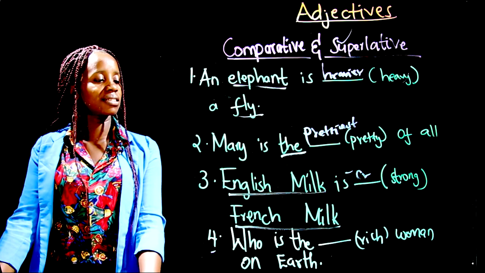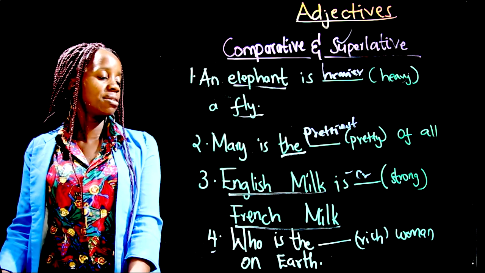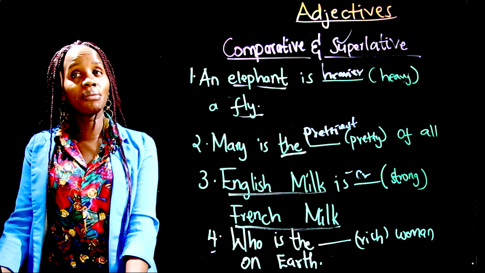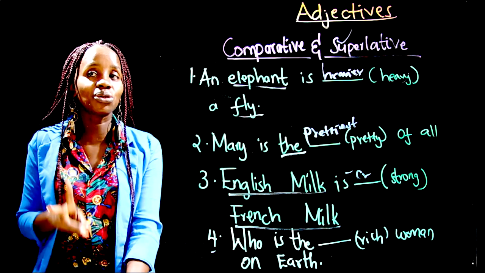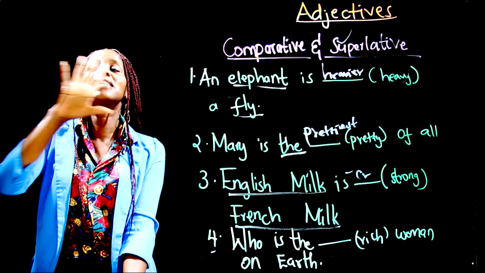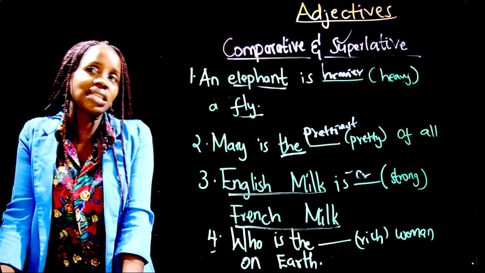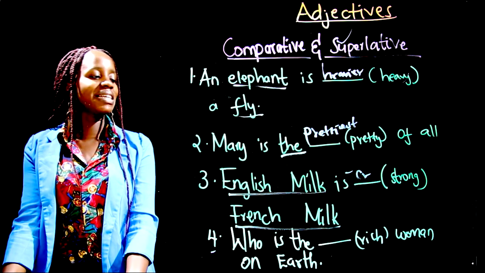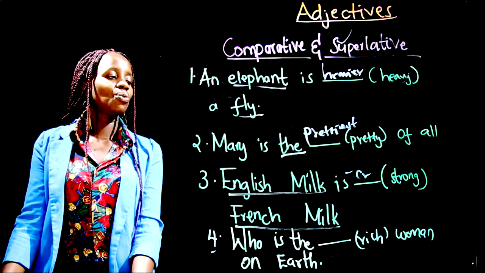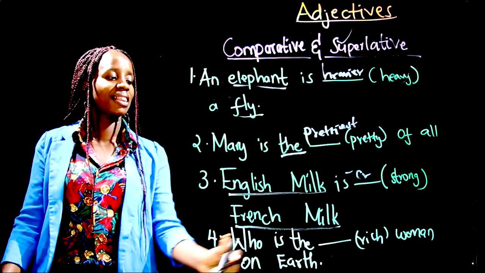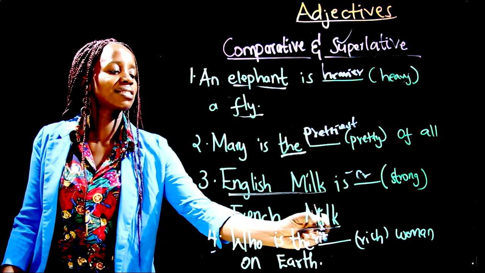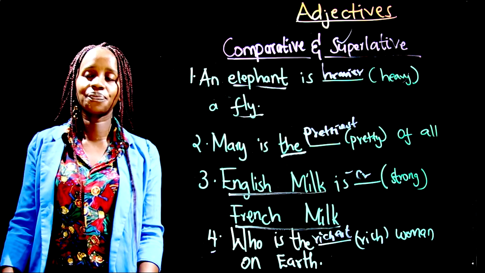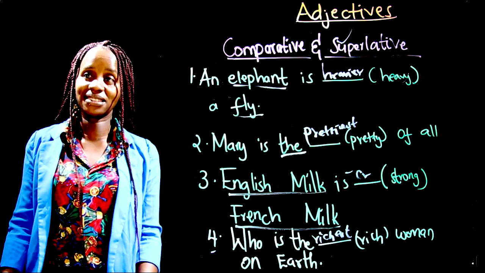Who is the, in brackets, rich woman on earth? So remember, they're not comparing between two people. It is the entire universe. So which is the answer? Good. Who is the richest woman on earth? Who is the richest woman on earth? Okay, so that was it.